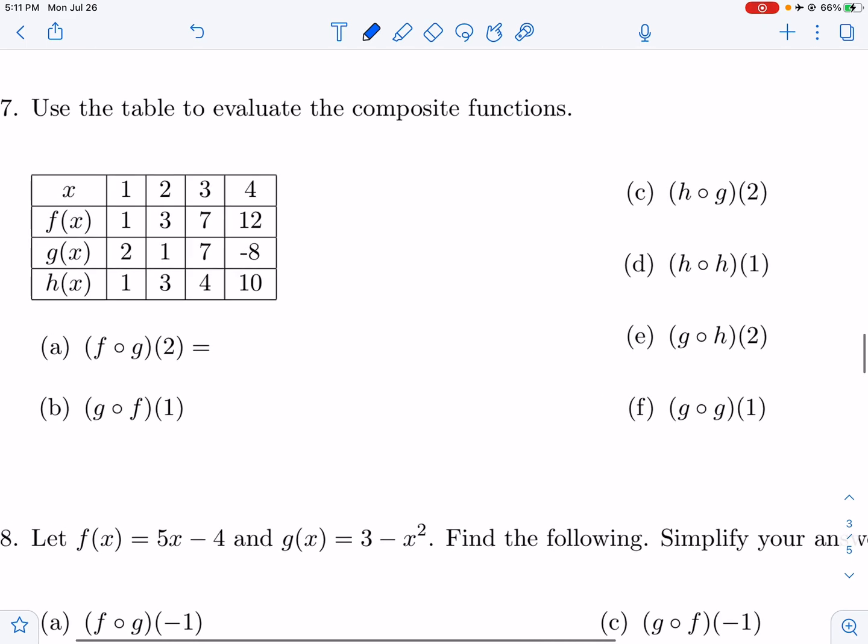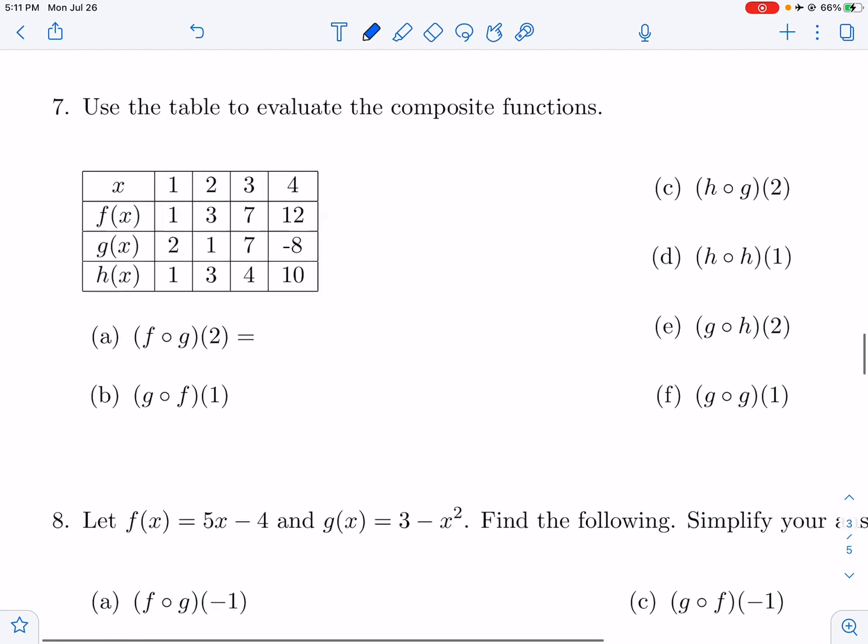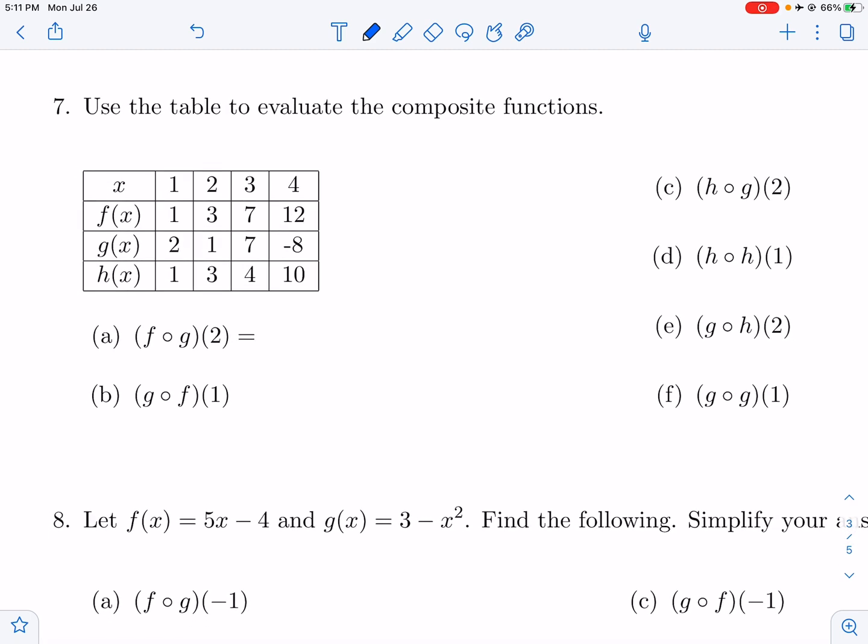Here, use the table to evaluate the composite functions. So in part A, f circle g at 2 is pretty much f evaluated at g at 2. So g at 2 means the value is 1. So this is 1, so f of 1. Now this f at 1, when x is 1, the function value is 1. So f at 1 is 1. So the final answer for this composite function is 1.